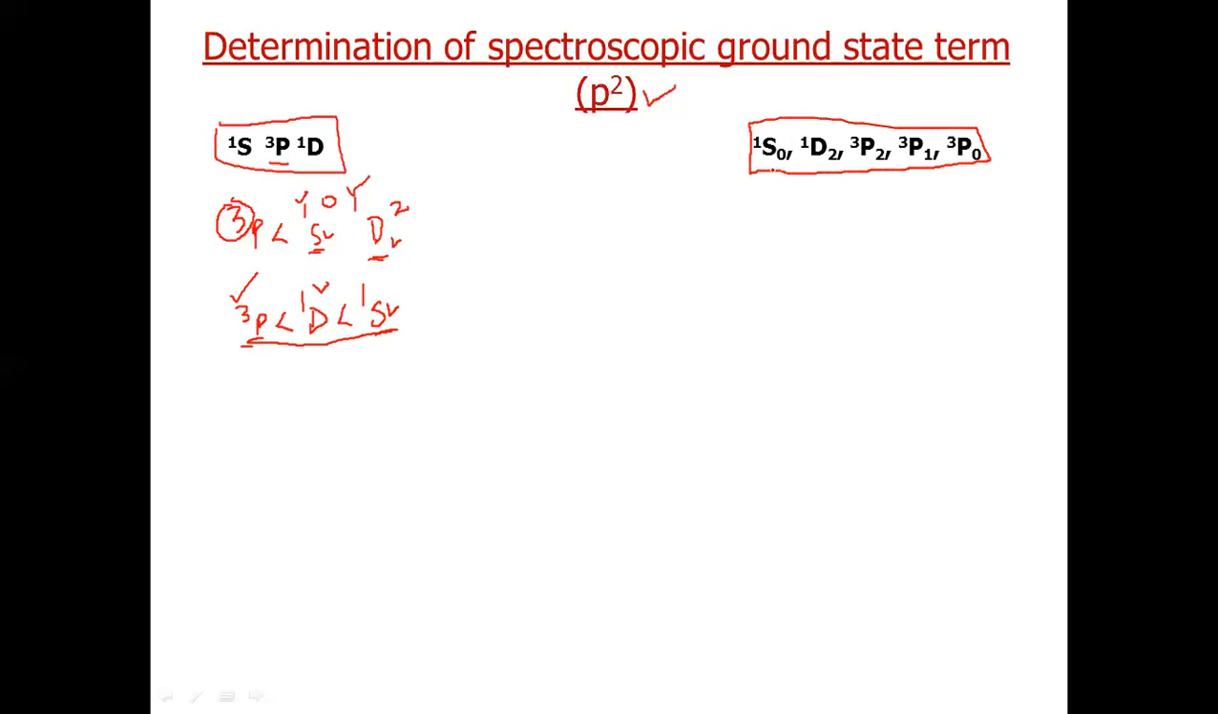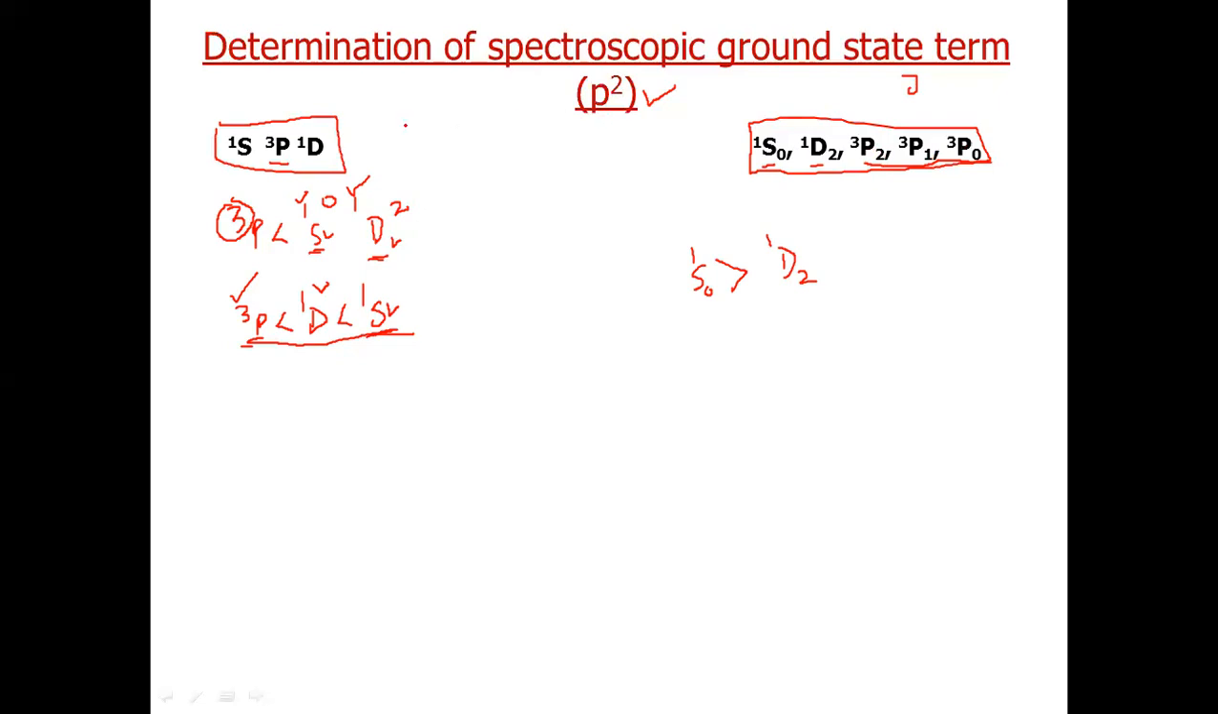So now I will write the state with the highest energy. The state with the highest energy is 1S. So 1S0 has the highest energy. Now it has only one J value. Then comes 1D2. Now there are three P terms, and out of these, which has more energy and which has less energy, we will determine with the help of J values, because for these three states L and S are the same. They differ only in the value of J.